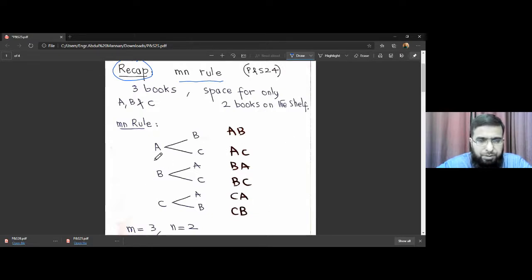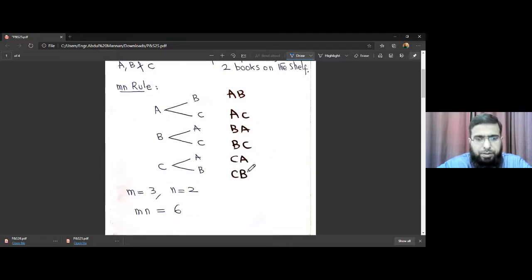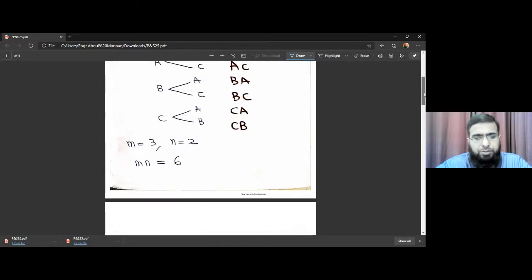We have 3 options here, 2 options for every option in the first stage. So in the first stage we have 3 possibilities, and for every possibility in the first stage we have 2 possibilities in the second stage. So the MN rule says it should be m times n, which is 6. But there are easier ways to do this.